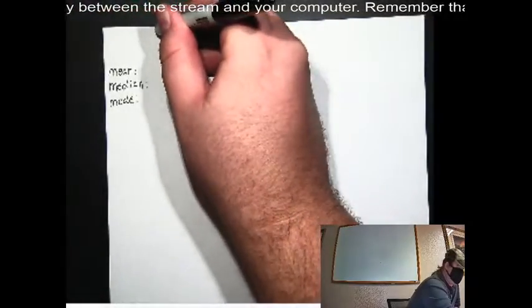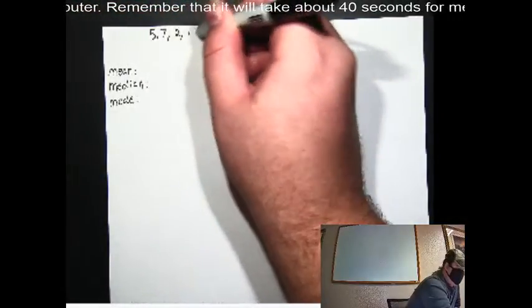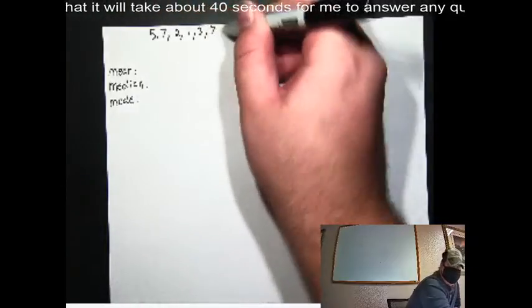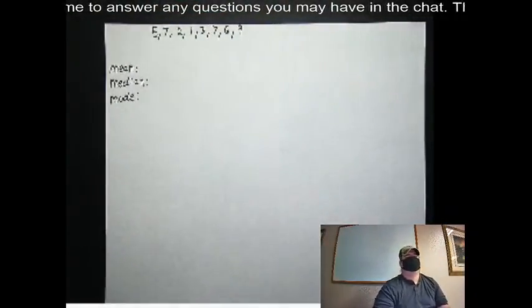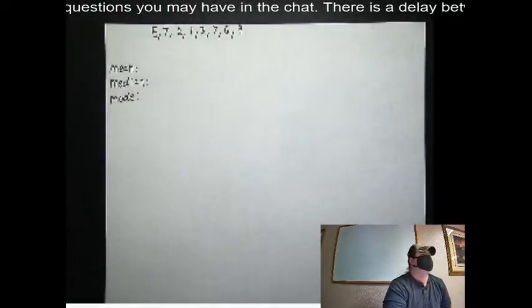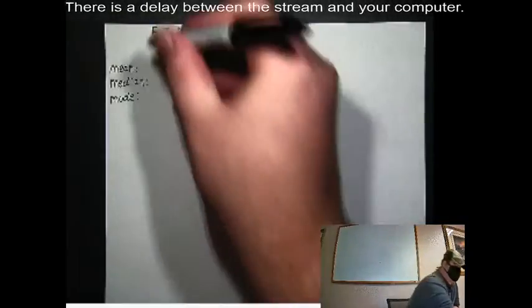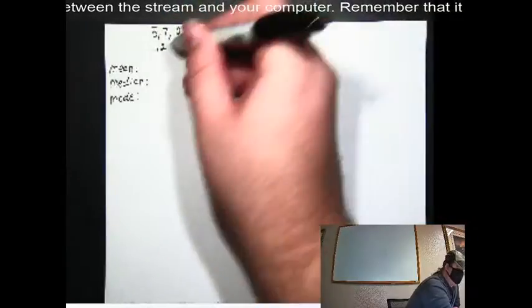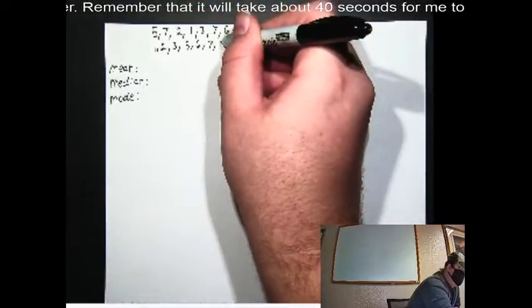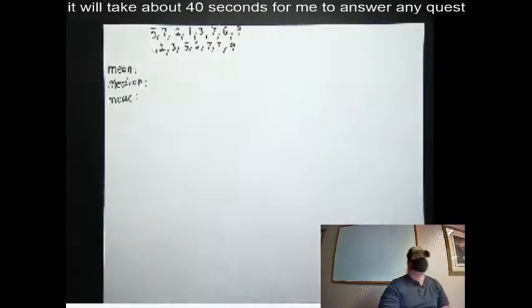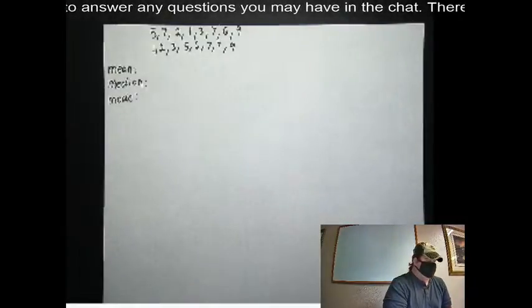So let's say we have some data here, 5, 7, 2, 1, 3, 7, 6, and 9. Okay. So before we jump into calculating things, what should we do with all this data? Yeah, put it in order from least to greatest. So we have 1, 2, 3, 5, 6, 7, 7, and 9. Good. So before we work with our data, we really ought to put it in order from least to greatest. So let's start with mean.